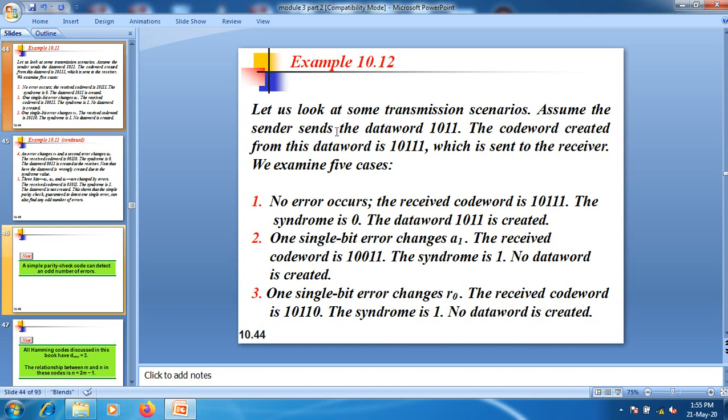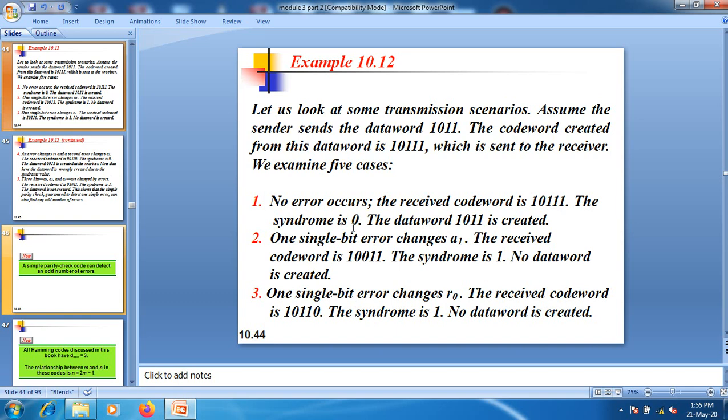Let us look at some examples here. Let us look at some transmission scenarios. Assume that the sender sends the data word 1011. The code word created from this data word is 10111, which is sent to the receiver. We are going to go through these 5 cases.